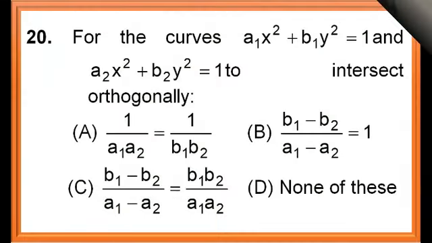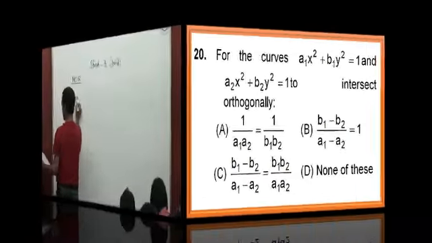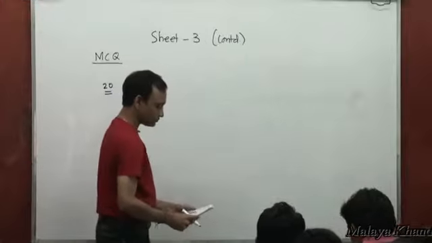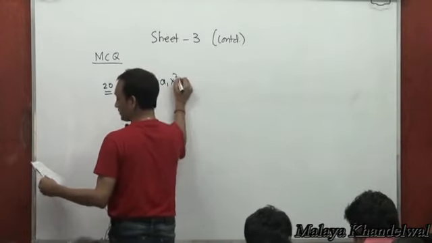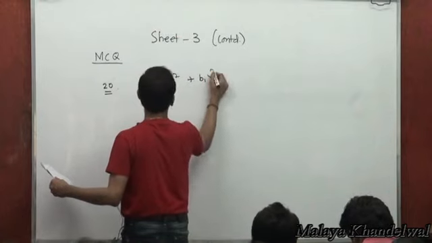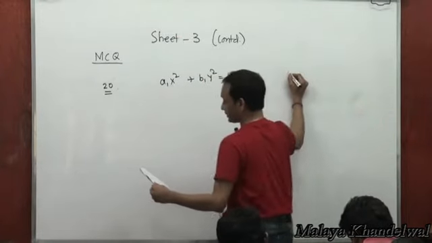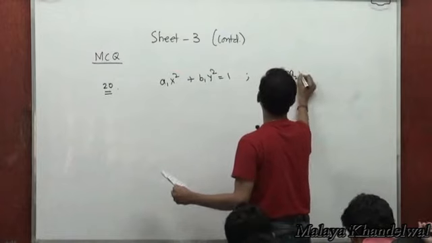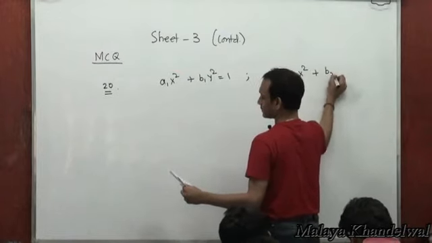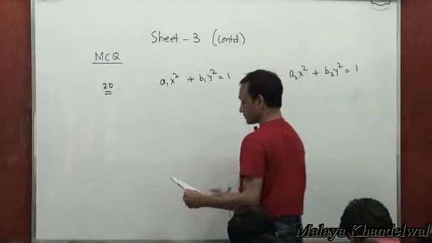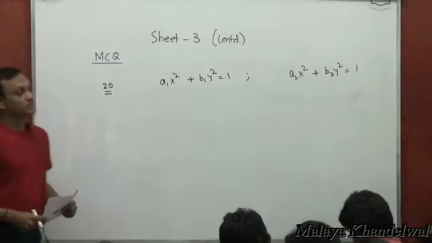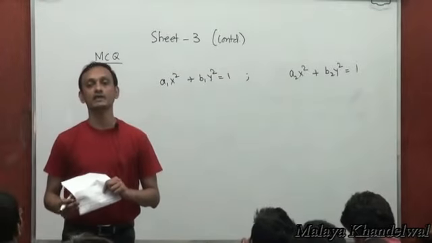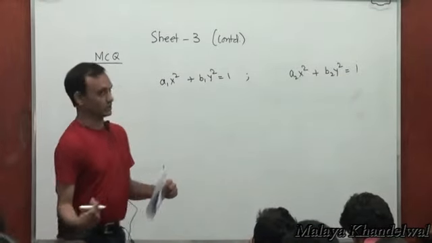Proceed. 20. There are two curves, a1 x squared plus b1 y squared equal to 1, and another curve, a2 x squared plus b2 y squared equal to 1. And these two curves intersect each other orthogonally. Means the tangents at the point where they intersect are perpendicular to each other, right?